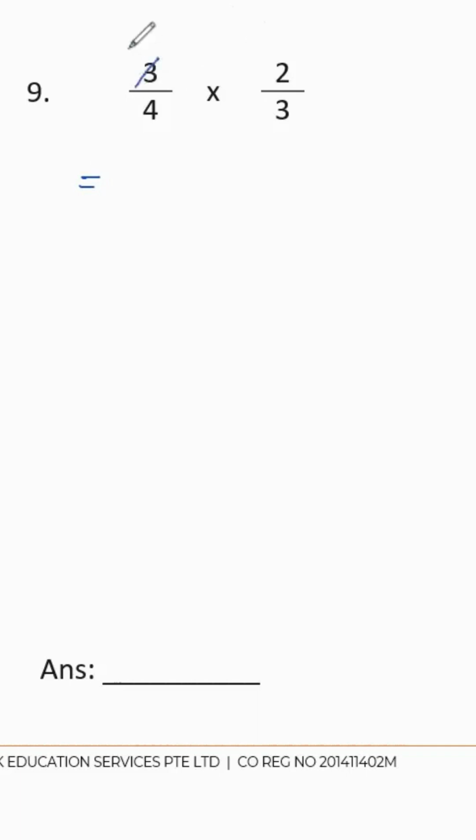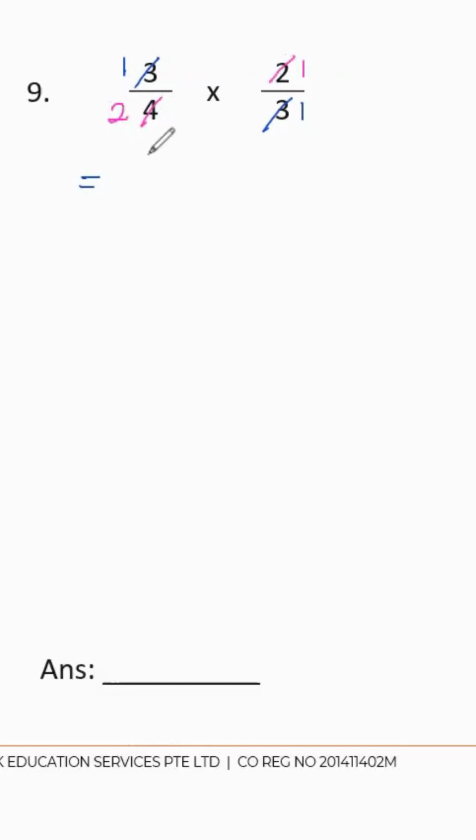So 3 divided by 3 becomes 1. Same for this, 3 divided by 3 also becomes 1. We're going to do the same for the other diagonal set. So 2 and 4, both can divide by 2. So 2 divided by 2 becomes 1. I'm dividing by 2 from each of them. 4 divided by 2 becomes 2.